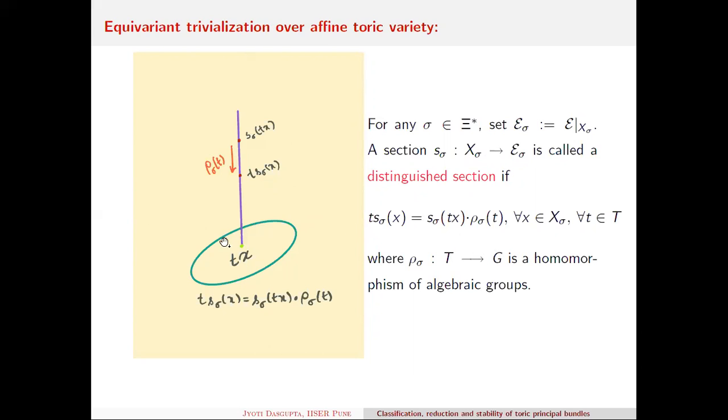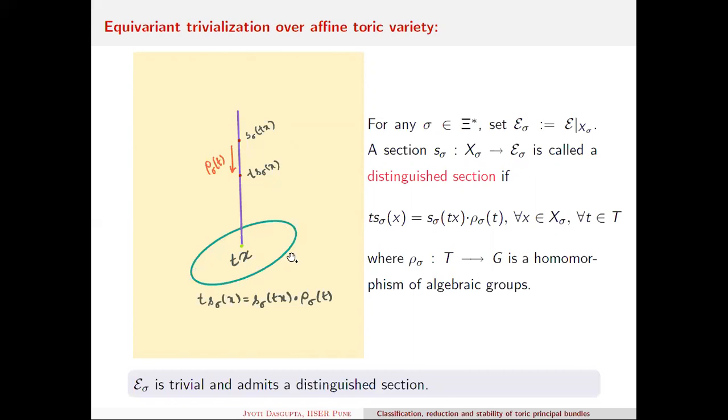So what is happening is that over t x, we'll have these two points in the fiber, s sigma of t x and t of s sigma x, because our projection map was T-equivariant. And because the G action is free and transitive on the fiber, these two will differ by an element rho sigma of t in G. Now, if this happens to be a homomorphism of algebraic groups, then this section is a distinguished section.